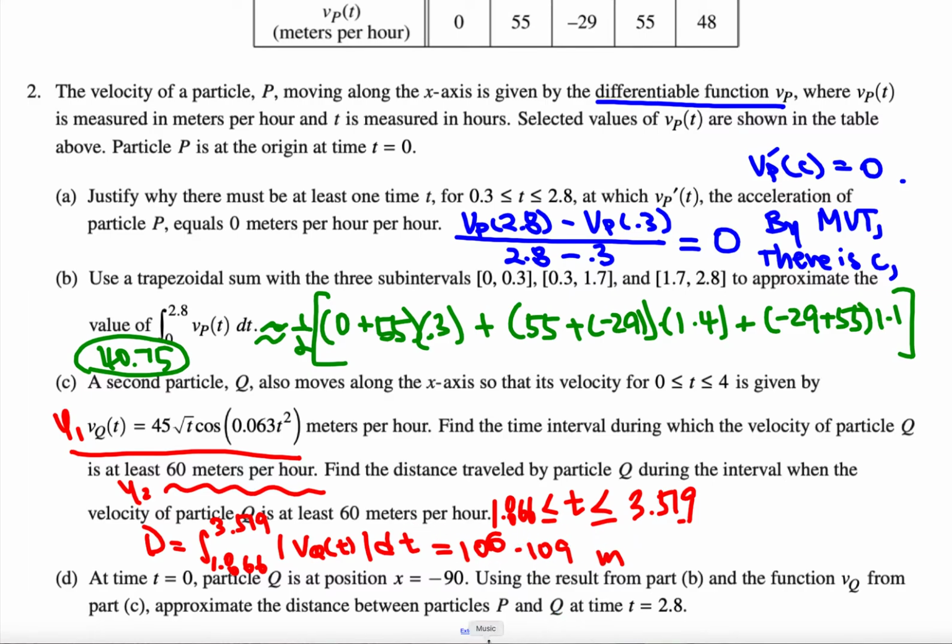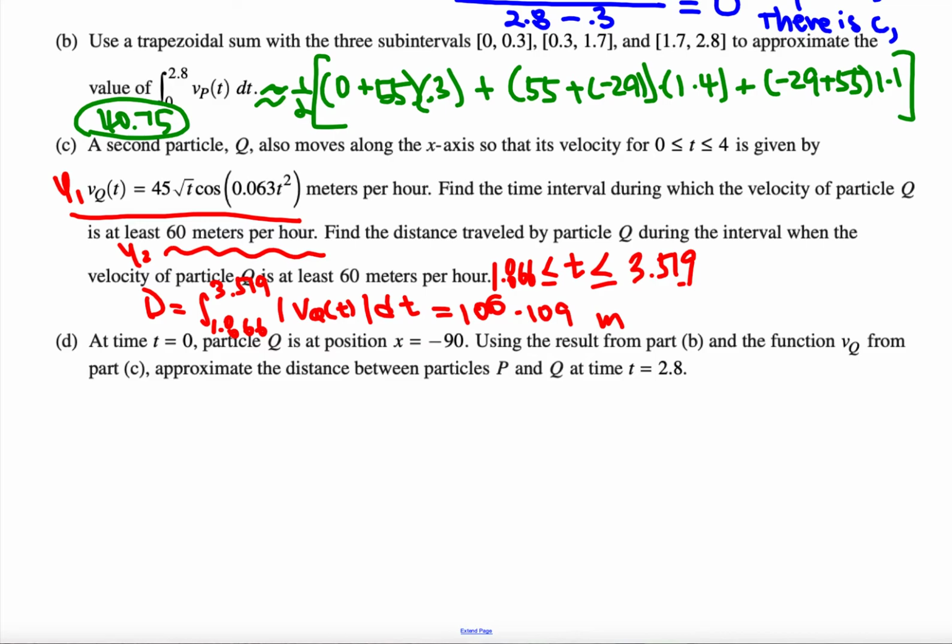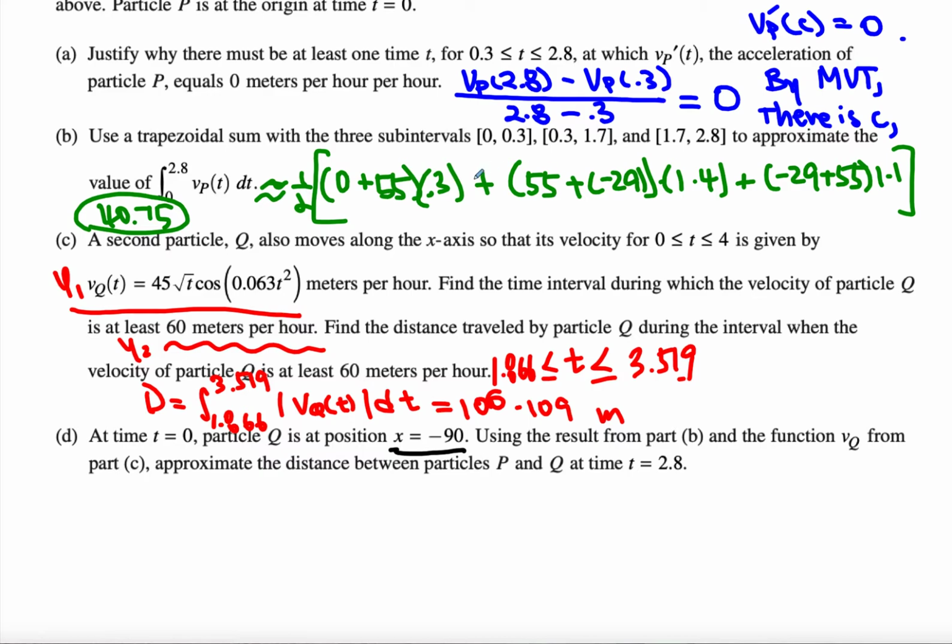All right, so let's look at part D here. At time t equals 0, Q is at point x equals -90. All right, and using the result from part B, which was here, and the function v of Q from part C, approximate the distance between particle P and Q at time t equals 2.8.